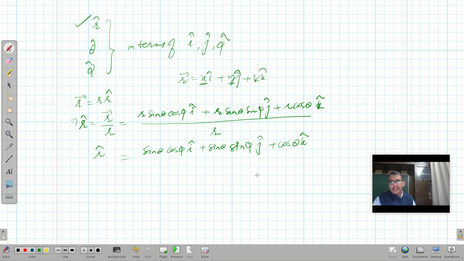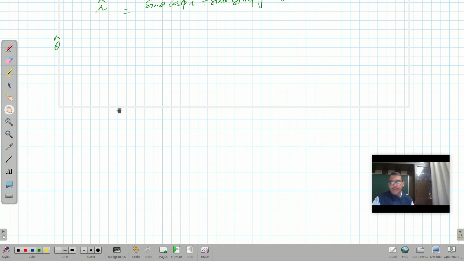So let us now look at theta cap. This is all about r cap. Now let us try to look at theta cap. So what is theta cap?